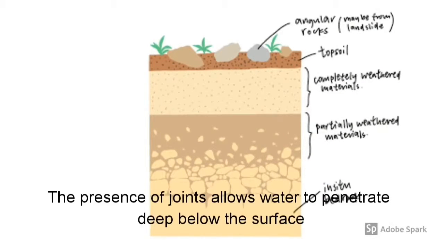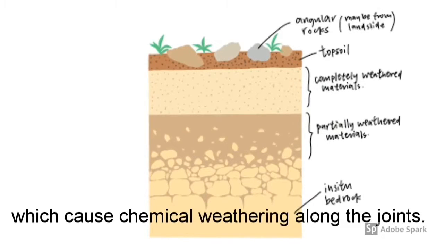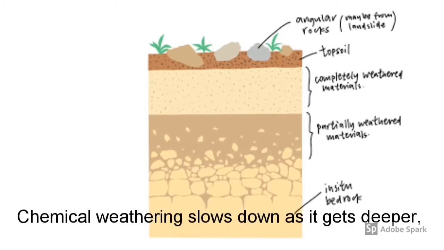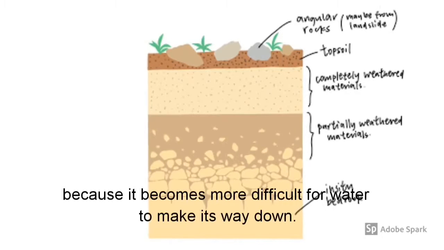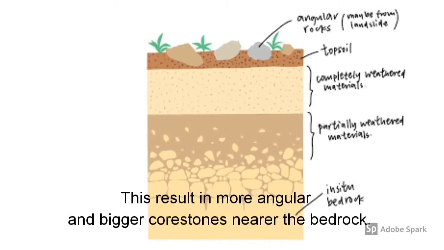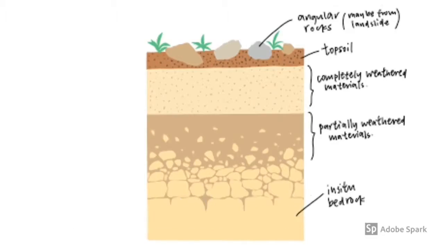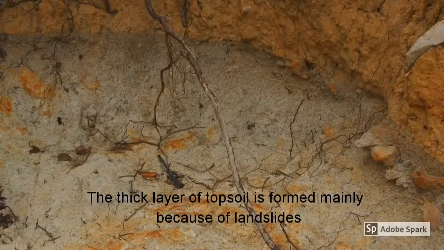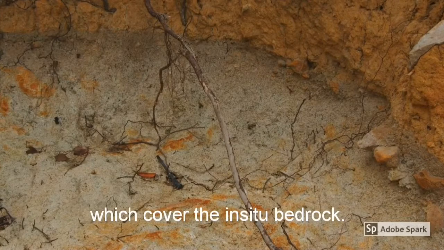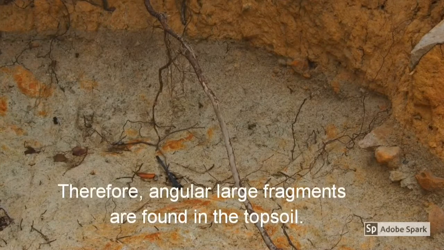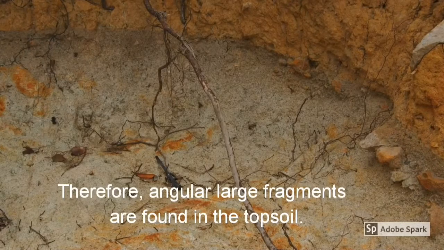The presence of joints allows water to penetrate deep below the surface, which causes chemical weathering along the joints. Chemical weathering slows down as it gets deeper, because it becomes more difficult for water to make its way down. This results in more angular and bigger core stones nearer the bedrock. A thick layer of topsoil is formed mainly because of landslides, which cover the in-situ bedrock. Therefore, angular large fragments are found in the topsoil.